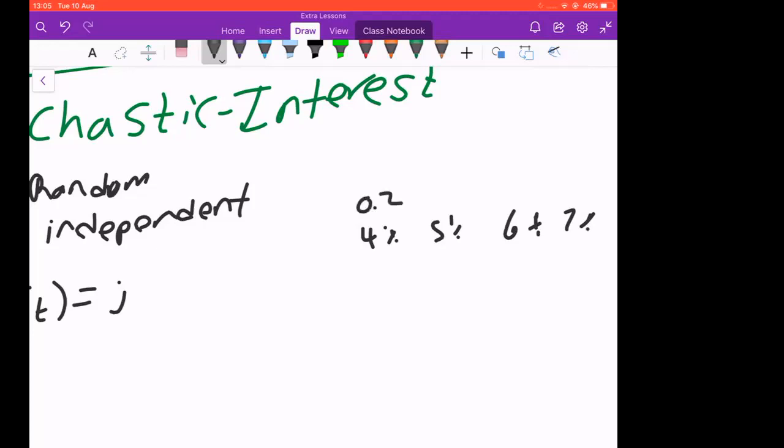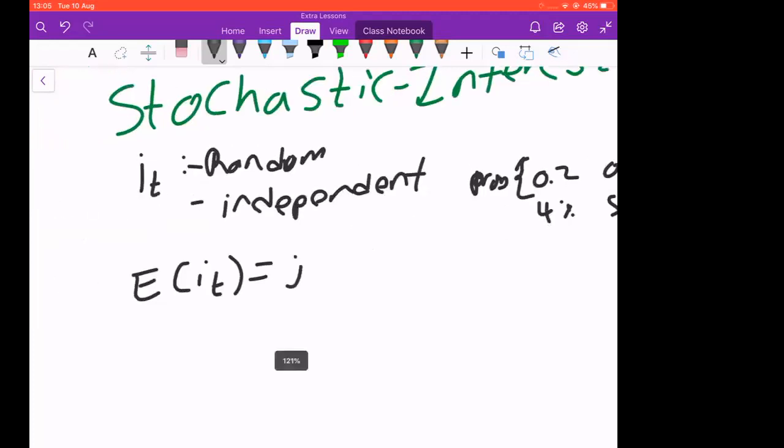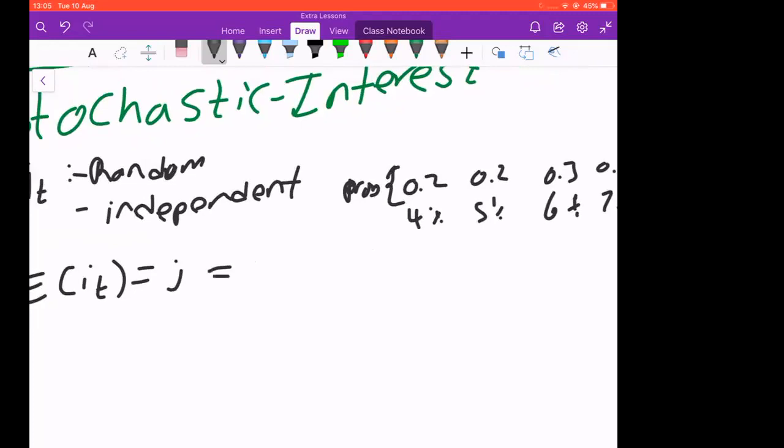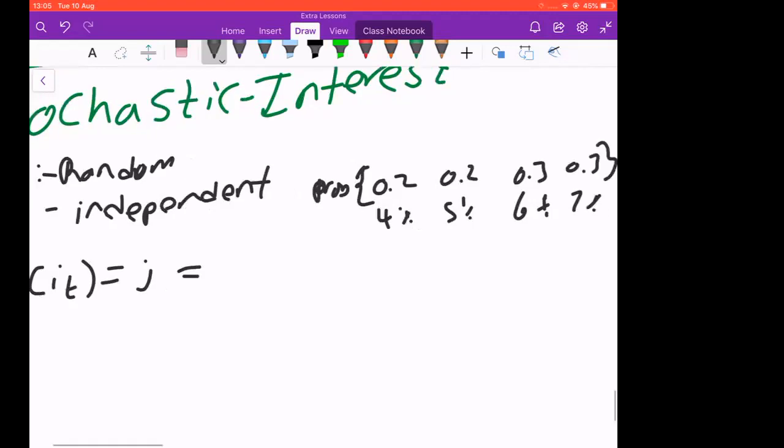4% with 0.2, again we have 0.2 for this one, 0.3 for this one, and then 0.3 for this one. It's not going to be probability, right? So if they ask you to find the expectation of this interest rate, you already know how to find your answer. I don't think they're going to ask you, but it's important that you understand what they mean by the expectation of interest rate.